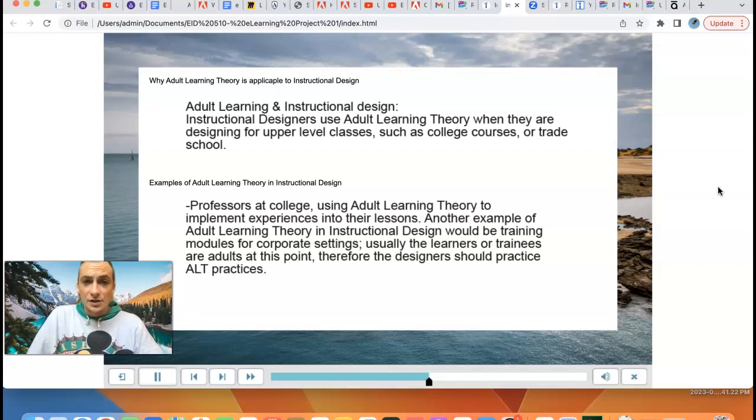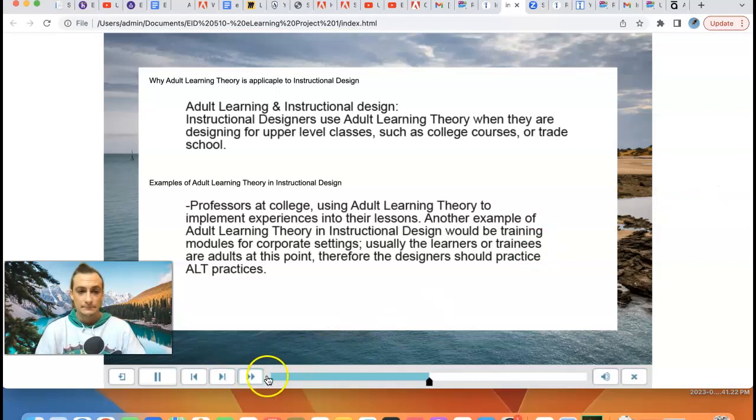Professors at college use adult learning theory to implement experiences into their lessons. Another example of adult learning theory and instructional design would be training modules for corporate settings. Usually the learners or trainees are adults at this point, therefore the designer should practice ALT practices.